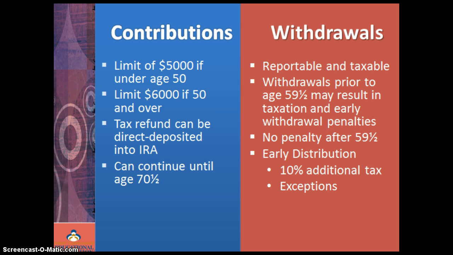Some exceptions are first-time homebuyer, disability, death of the owner, beneficiary can withdraw, unreimbursed medical expenses over a certain percentage of income, higher education expenses equal to or greater than the withdrawal, distributions prior to age 59 and a half in the form of an annuity that continues for at least 5 years or until the participant reaches age 59 and a half, whichever is later.